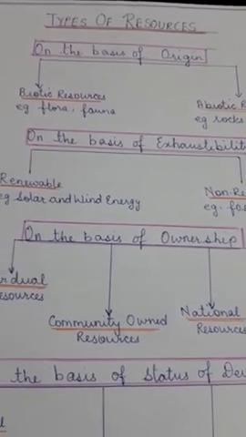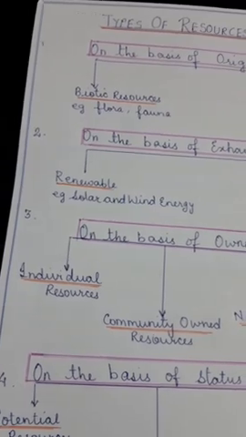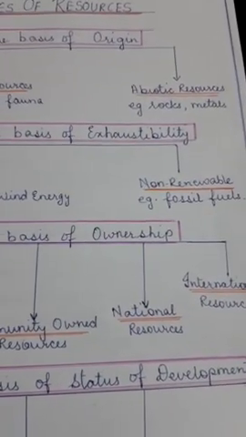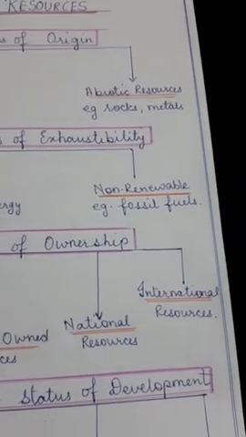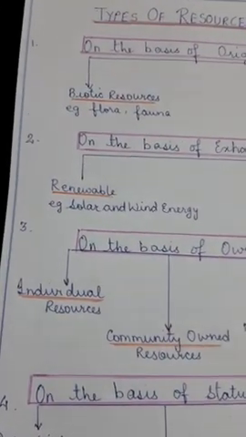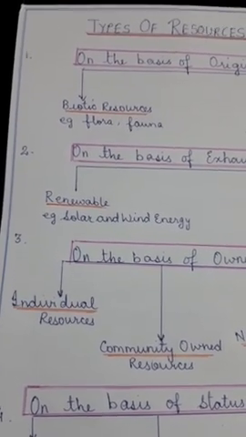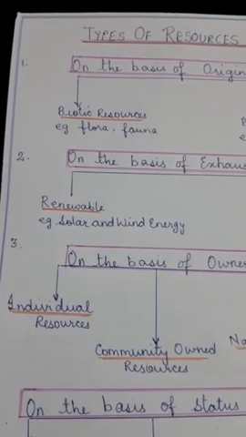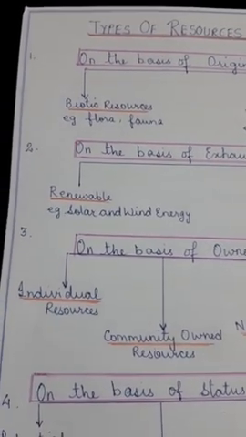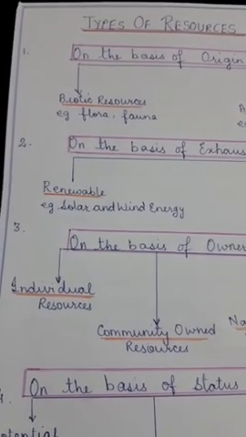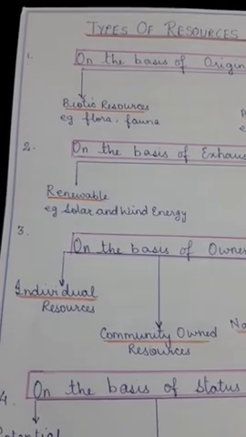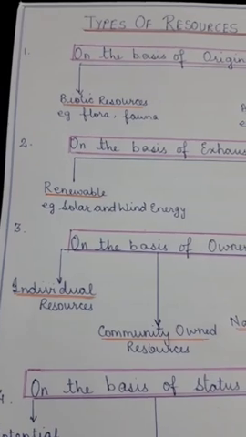Accordingly, we have four: individual resources, community owned resources, national resources, and international resources. Now individual resources are those resources which are owned by a particular person individually, privately. It may be his house, his plot of land. It can be a farmer's agricultural field, which he individually owns.